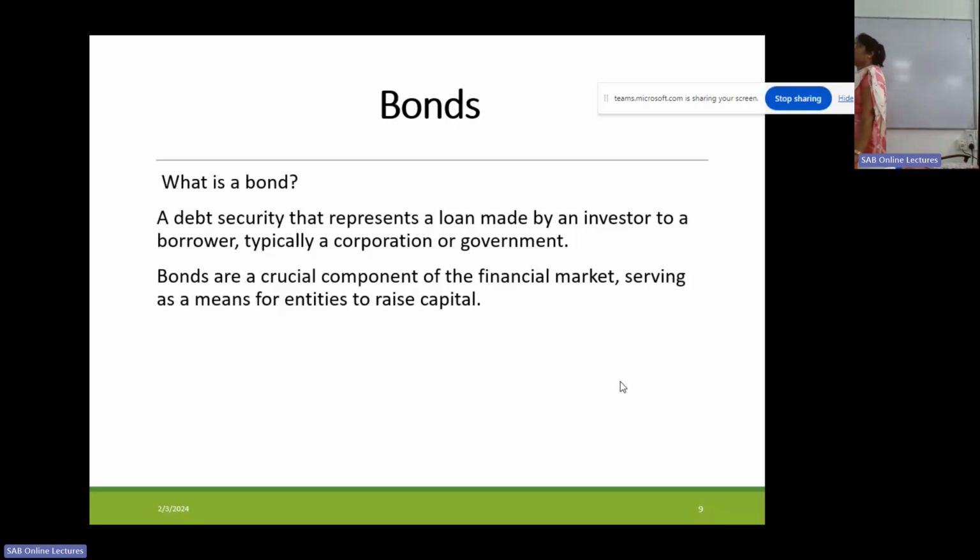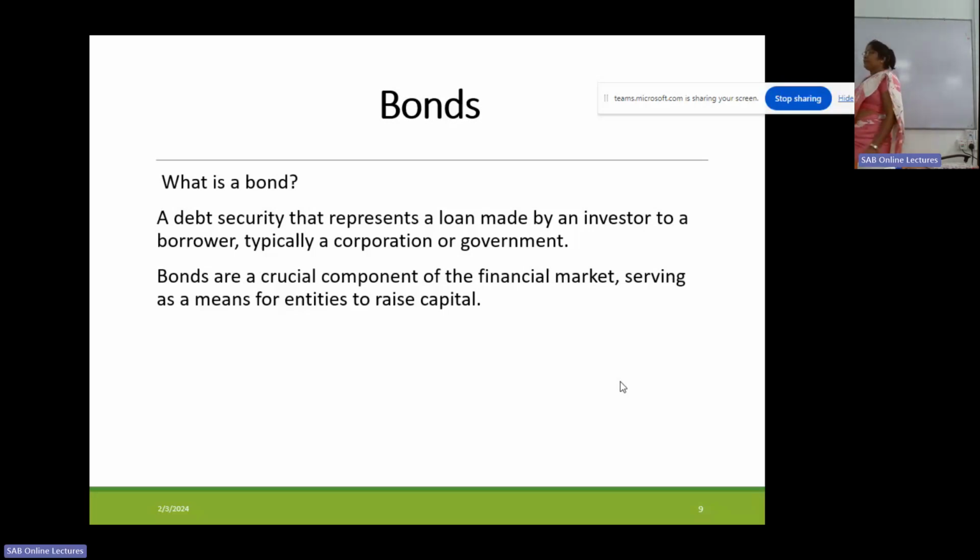So what is bond? Bond is a source of debt capital. When it comes to the capital structure of a company, it consists of debt capital and equity capital. So what are the sources of debt capital? A company can raise debt capital by using bank loans and by issuing bonds, debentures, and so on. So bond is a source of debt capital. The source of equity capital is the ordinary shares.